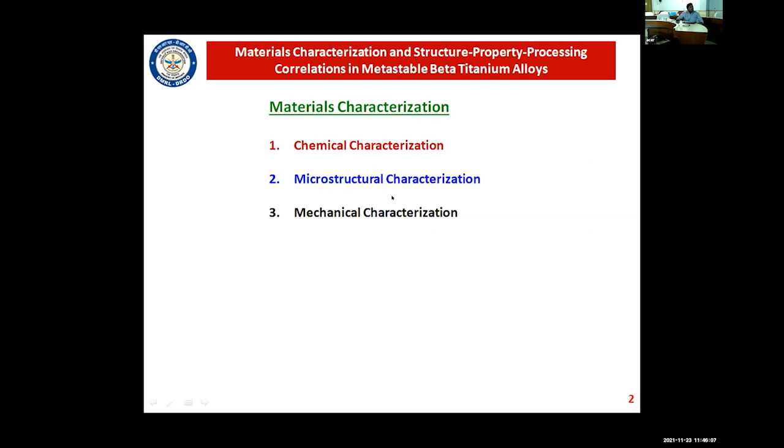We can also do the microstructure characterization, which involves using the optical microscope, SEM, TEM, EPMA, and structural characterization techniques like XRD and small and wide angle X-ray scattering techniques. Then mechanical characterization techniques such as hardness, tensile test, fatigue, creep, fracture toughness, and impact testing. All of these give the complete metal characterization.